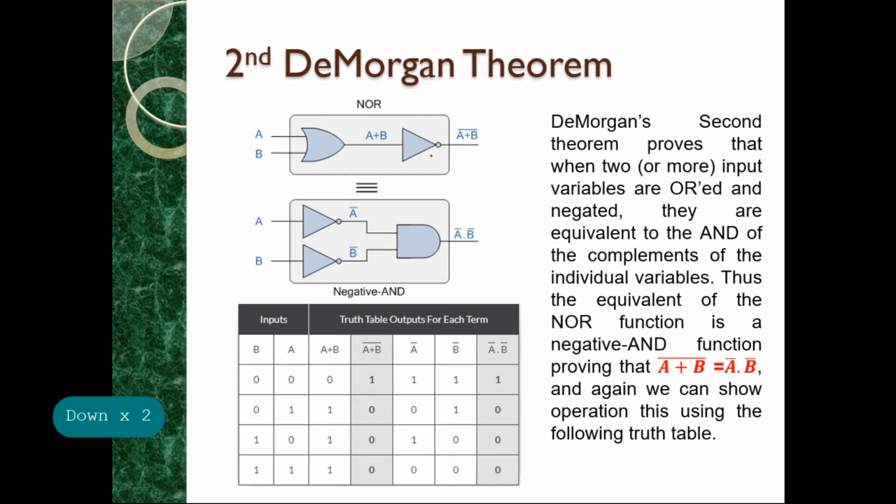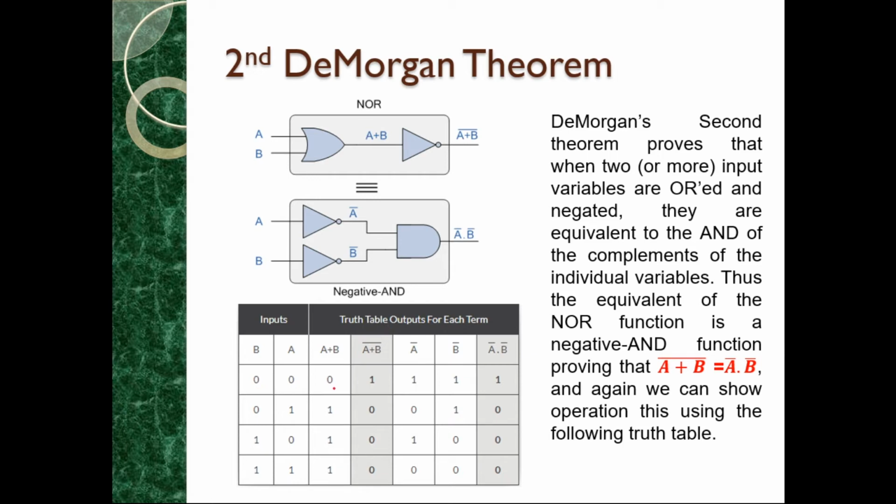Now we look into the second DeMorgan theorem. It says that when two or more input variables are ORed and negated, they are equivalent to the AND of the complements of the individual variables. So you have a NOR gate here. You OR the variables and then you negate it by using a NOT gate. This is equivalent to the second DeMorgan theorem, where you complement the individual input variables and then you AND them together. This can be proved by using this truth table.